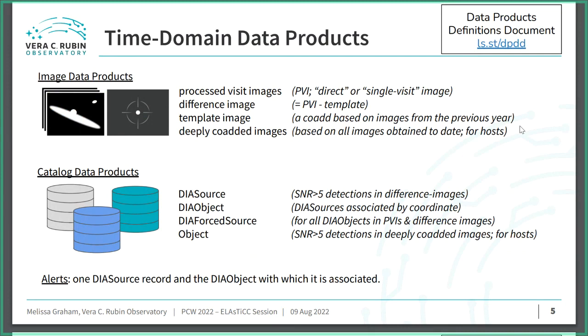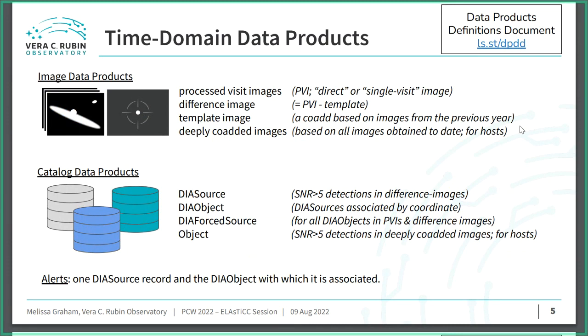There will also be a DIA forced source catalog where forced photometry is done on the difference image at the location of every DIA object. So you might have a variable where only sometimes it becomes a DIA source, because only sometimes we can detect it at signal to noise ratio greater than 5. But you want forced photometry when it goes below that. So in that case, you're using the DIA forced source catalog.